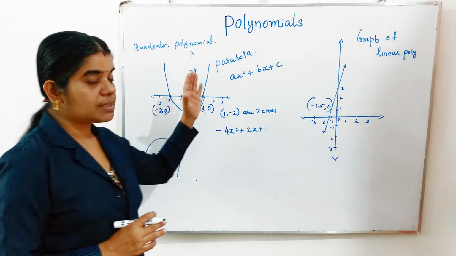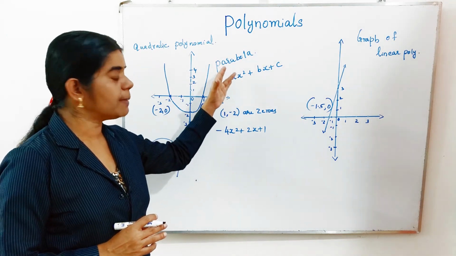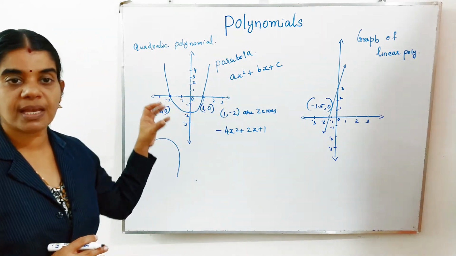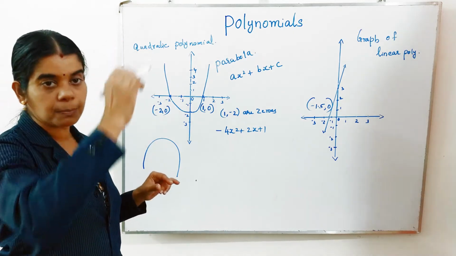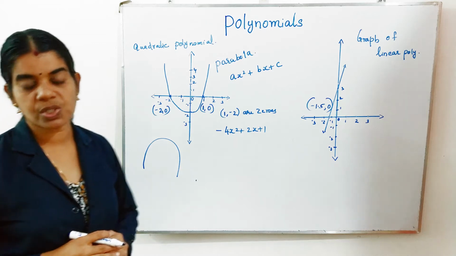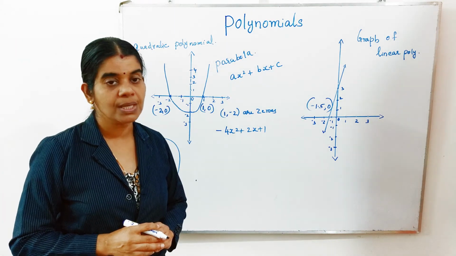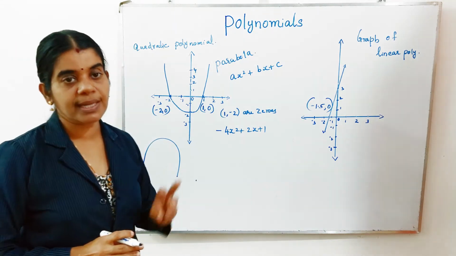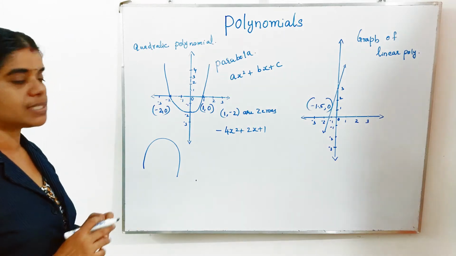direction. That is also called a parabola itself. But if a is positive, it will be pointing upward. If a is negative, it will be in the downward direction. So a quadratic polynomial will have a maximum of 2 zeros. A linear polynomial will have only 1 zero.